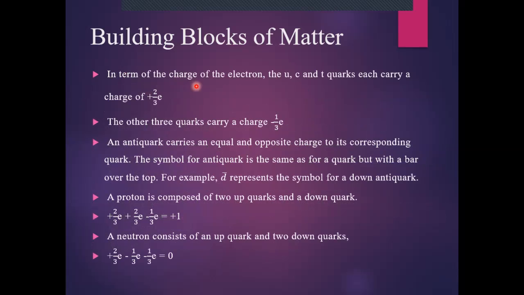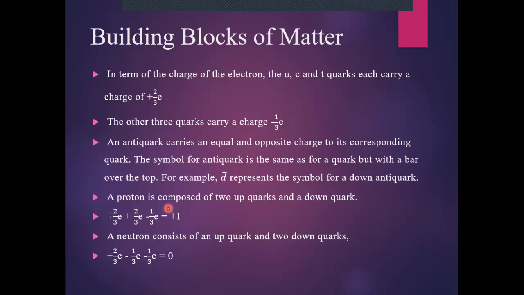In terms of the charge of the electron, these quarks have fractional charge. The up, charm, and top quarks each carry a charge of plus 2/3 e, and the other three quarks carry a charge of minus 1/3 e. And the antiquark carries an equal but opposite charge to that of the corresponding quark, and the symbol of the antiquark is represented by placing a bar on the symbol. For example, D bar represents the symbol for the down antiquark.